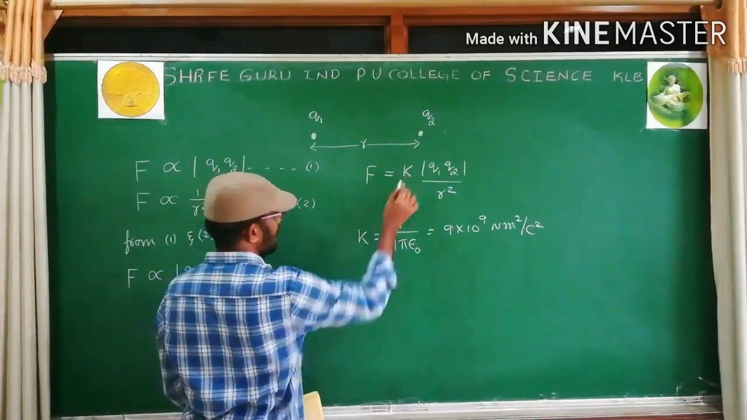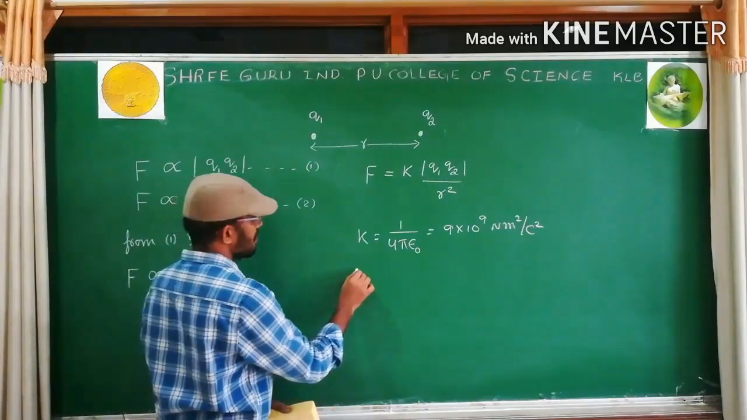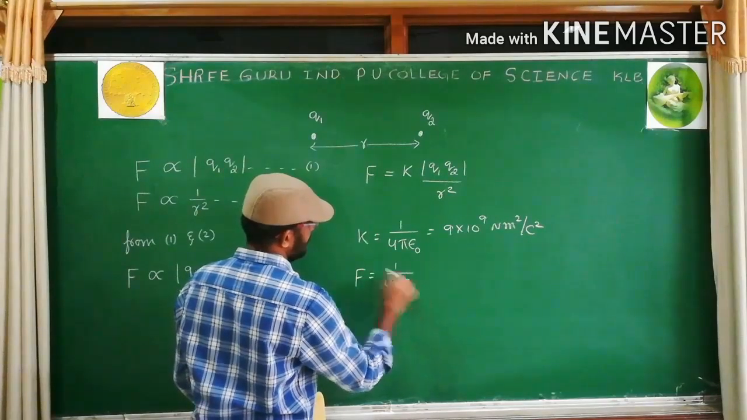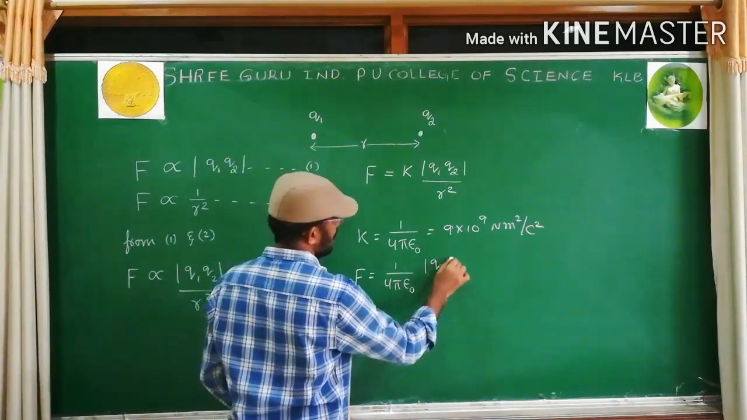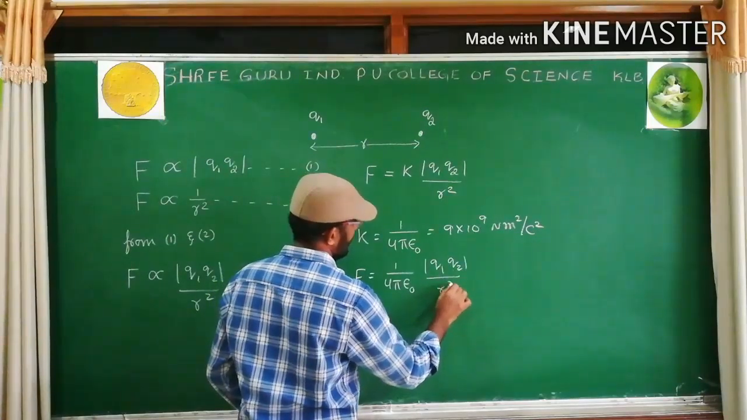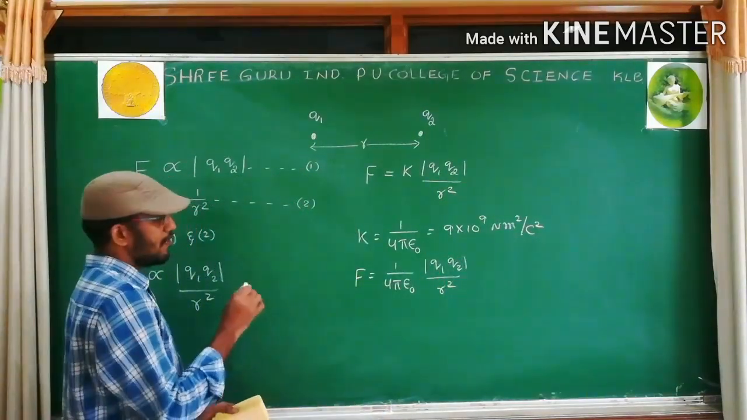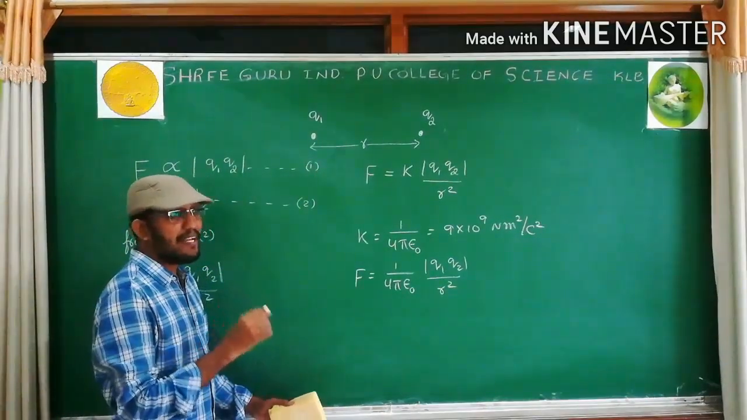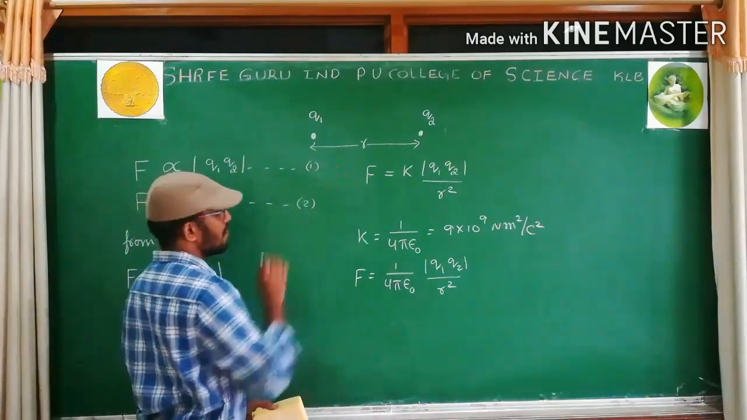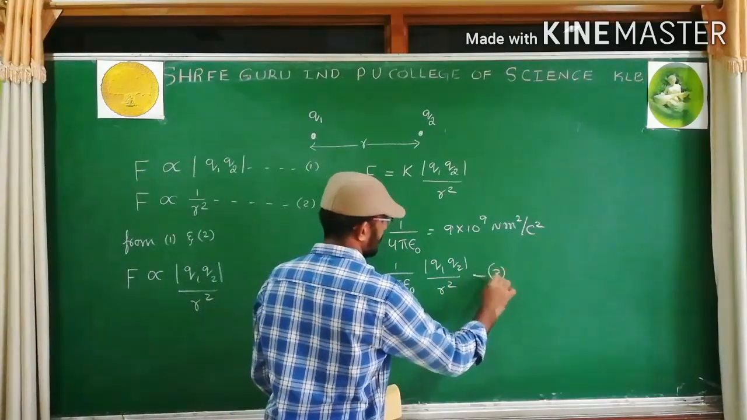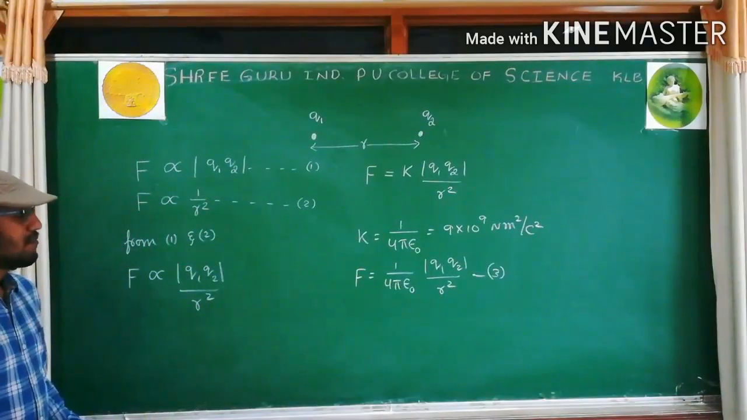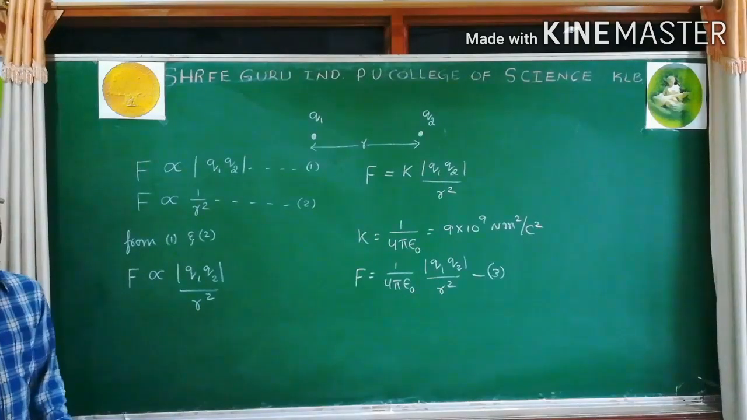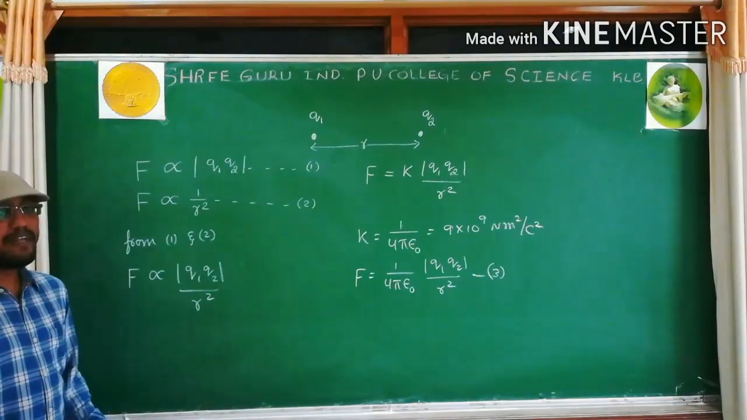So in the place of K, we can write 1 by 4 pi epsilon naught. So F is equal to 1 by 4 pi epsilon naught into modulus of Q1 into Q2 divided by R square. This is the electrostatic force between these two charges Q1 and Q2, which are placed in vacuum with a separation of small r. Next, we'll see the same electrostatic force between these two charges in a medium.